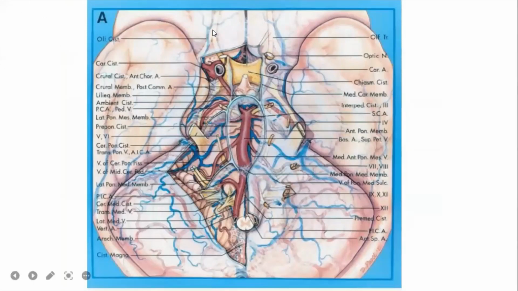So this is a very important slide in this presentation, and most of the structures are easily visualized in this slide. This is the anterior-inferior view of the brain, in which the arachnoid on one half is preserved, and on the other half, the arachnoid layer has been removed to show the cisterns and the membranes in between the cisterns, which divide the cisterns into separate compartments.